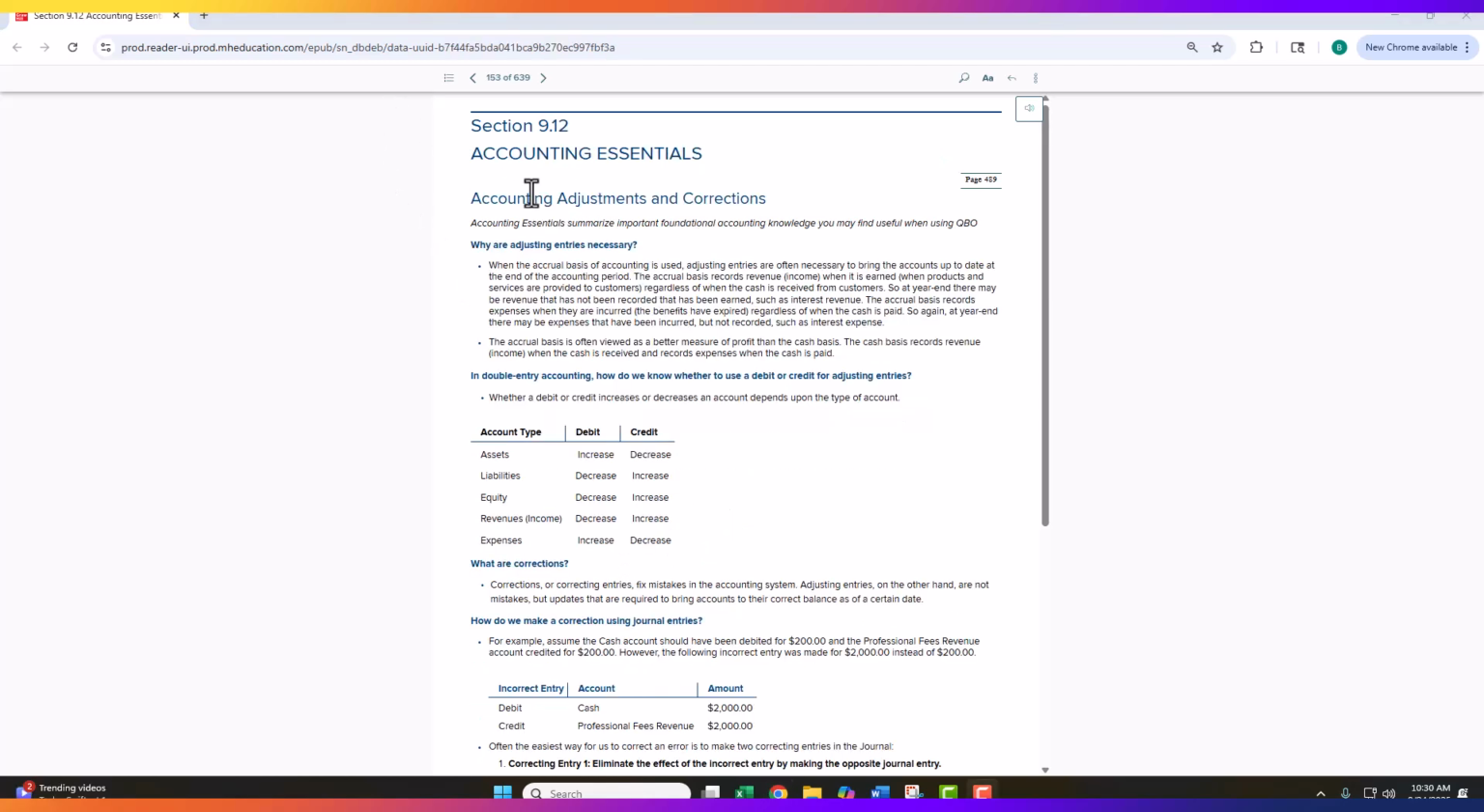Another good section to read, though, before we get into those adjusting entries is section 9.12. It's labeled Accounting Essentials. It goes through and talks about adjusting entries in a little bit more detail, and it compares them against correcting entries. Correcting entries fix mistakes that have been entered into the accounting system, whereas adjusting entries are not mistakes but updates that are required to bring the balances of the accounts up to date for financial statement preparation purposes.